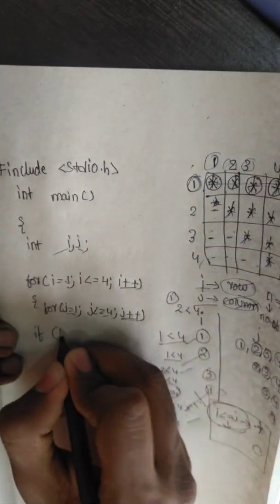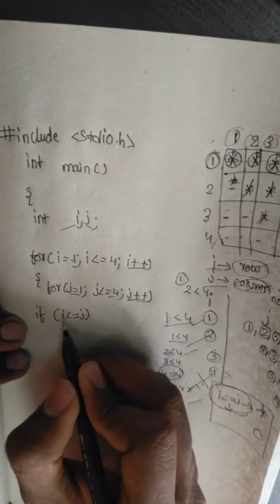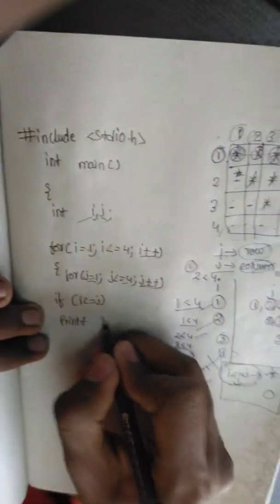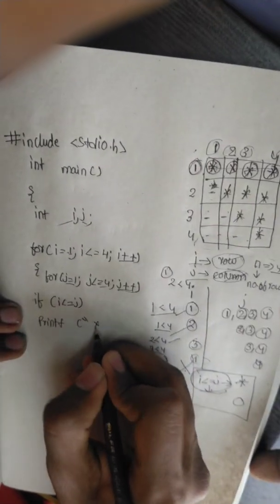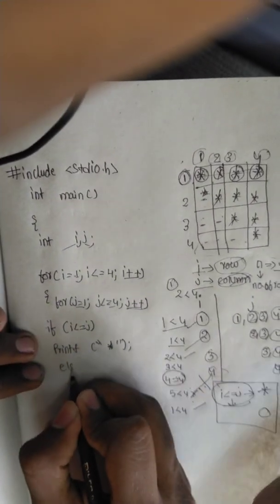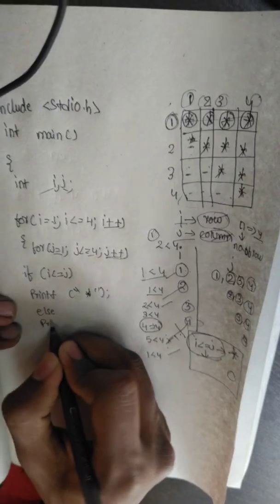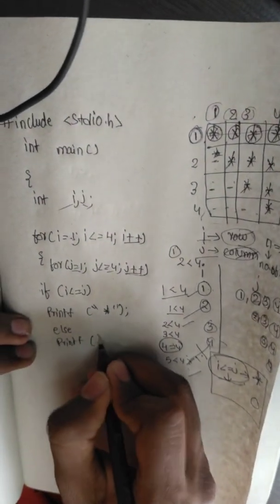If i is less than or equal to j, printf star, else, if this condition is not satisfied, it should print spaces.